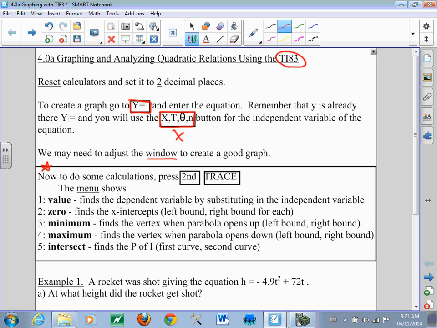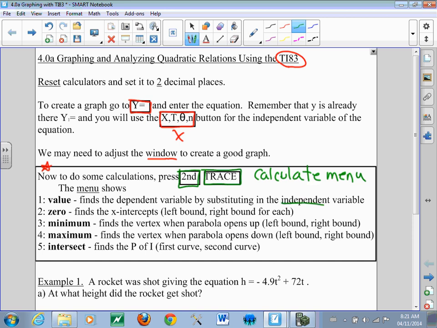Once we get our equation in the graphing calculator, the good thing is there's a calculate menu on your graphing calculator. To get to your calculate menu, you press second and trace, and you should see that it says calc. I'll show you that when we get there. The menu shows 5 items that we're going to focus on today. One is the value button. You can find the dependent variable by substituting in the independent variable.